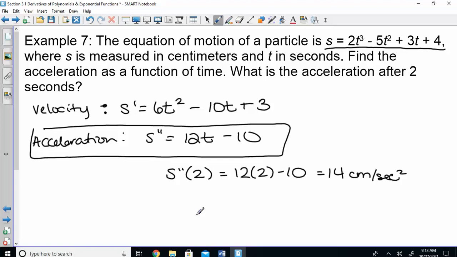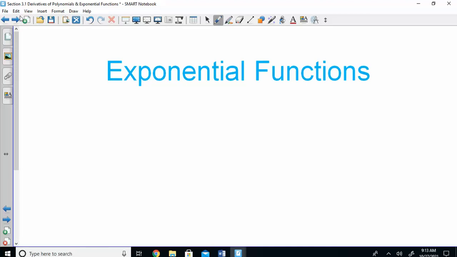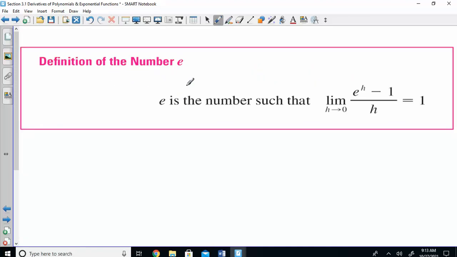What I want to talk about just a little bit now is an exponential. So an exponential is something like 2 to the x power, 5 to the x. It's when the variable is in your exponent. We are going to look specifically at e to the x. So first of all, e is a magical number that up until this point we just knew it was a button on a calculator. It actually has to do with calculus.